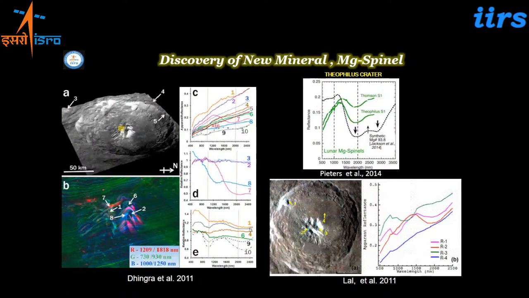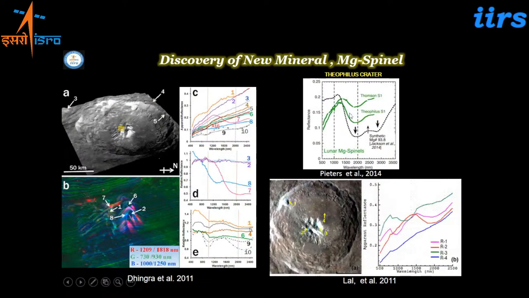For the first time, magnesium spinel was found without any associated mafics, and that's why it was an unusual mineralogy that was detected for the first time through orbital measurements. It has been reported from various complex craters. This is an example of crater Theophilus, from where spinel was detected.